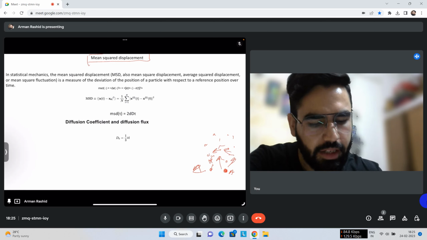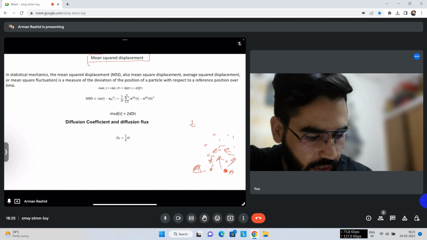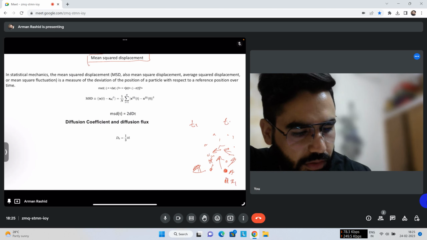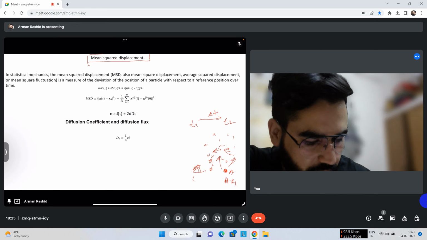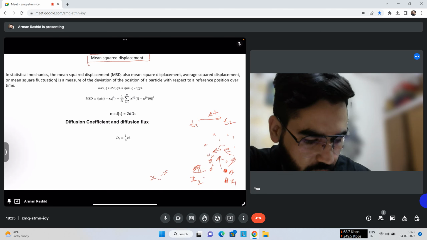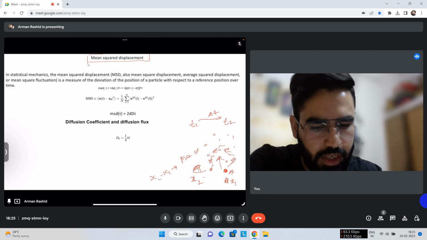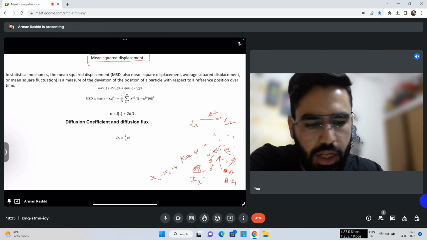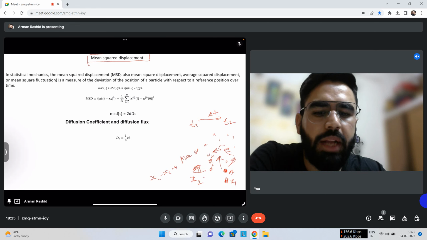Now if we take at time t1, for example, the A molecule is at position x1. Then at time t2, after some time, that is delta t, it has moved through a random walk to x2. We call x2 minus x1 the displacement. This is the measure of deviation of the position of a particle with respect to the reference position over time, that is, how a particle is moving in a medium because of the random walk.